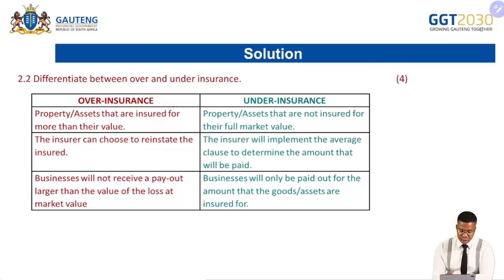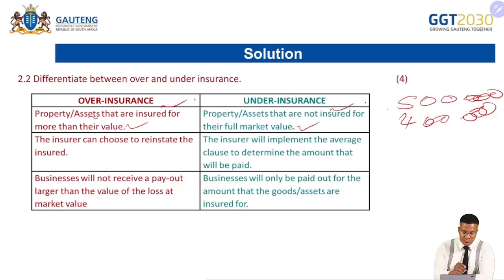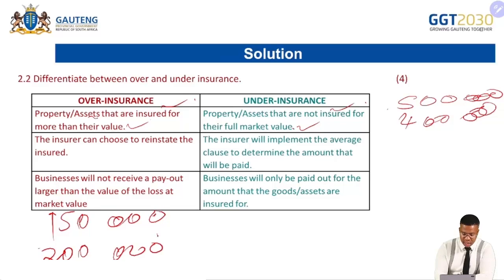That was now the difference between over and under insurance. Over insurance is when property or assets are insured for more than their actual market value. But when you're looking into under insurance, property or assets are not insured for their full market value. So in this case, a property is worth 500,000, but is insured for 400,000. So that is under insurance. But over insurance is to say a car is worth 150,000, but the owner of the car is paying 200,000 insurance. So that is over insurance.